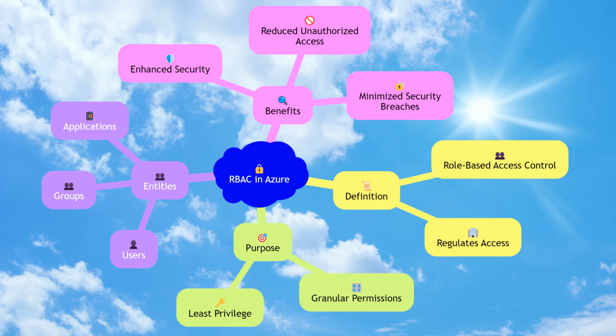RBAC is a method of regulating access to resources based on the roles of individual users within an organization. In Azure, RBAC allows you to assign permissions to users, groups, and applications at a granular level. This ensures that users only have access to the resources they need to perform their jobs. Implementing RBAC helps in maintaining the principle of least privilege, thereby reducing the risk of unauthorized access and potential security breaches.